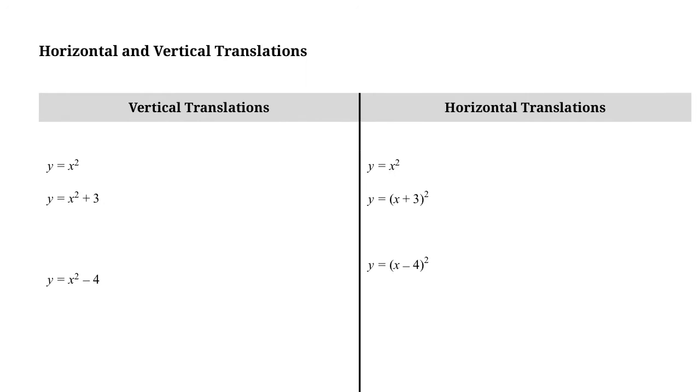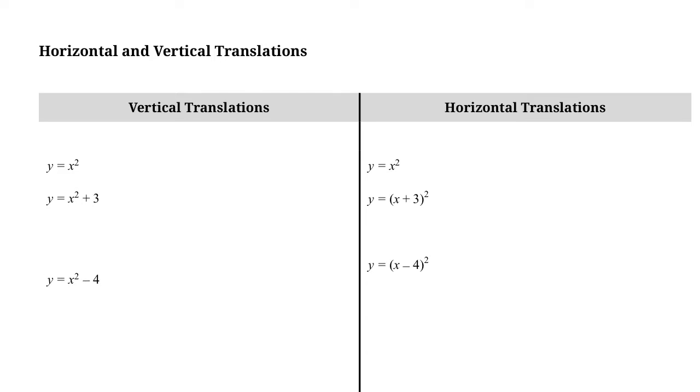To start off with, we are going to take a look at horizontal and vertical translations. So this means taking our base or parent function or our base parabola of y = x² and shifting it either to the left or to the right, so that would be a horizontal translation, or taking our base parabola and shifting it upwards or downwards. That would be a vertical translation.